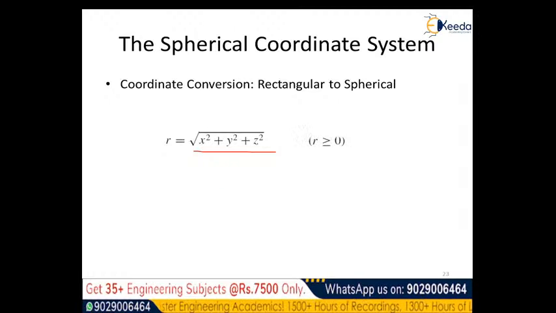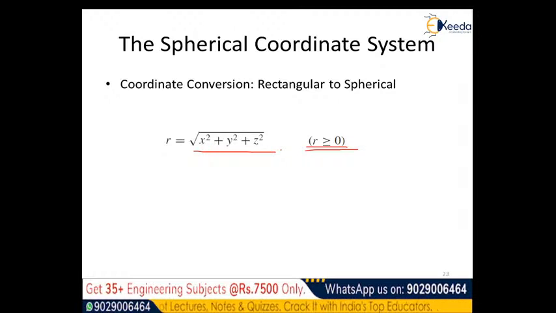Now, provided the condition r is of course greater than or equal to 0. Basically, r equal to 0 will be simply a point, not a sphere here, and there won't be any x, y, z values.